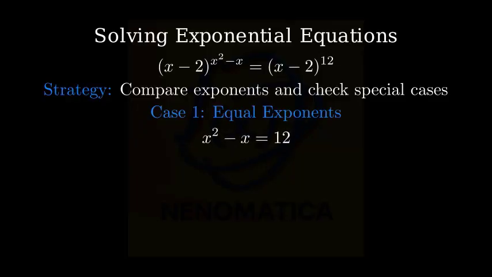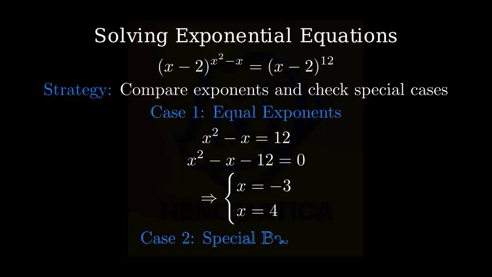X squared minus x equals 12. Now we can rearrange this to standard form: x squared minus x minus 12 equals 0. Now we can solve this quadratic equation. We get x equals -3 or x equals 4. For case 2, we need to check special values of the base x minus 2.